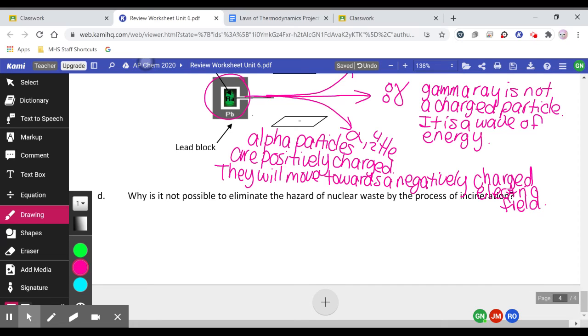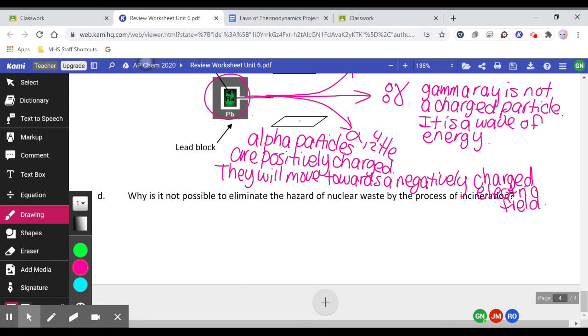This is our last one. Part D, why is it not possible to eliminate the hazard of nuclear waste by the process of incineration? So why can't we just light it on fire and get rid of it? Okay. This is a really interesting question. I like this one. What kind of change is burning something? It's a chemical change.